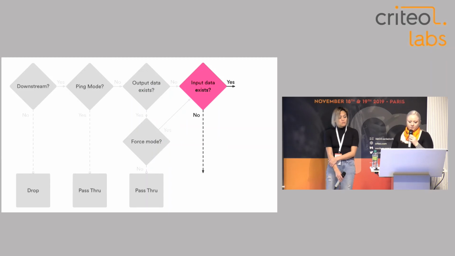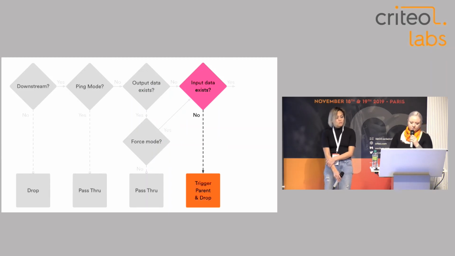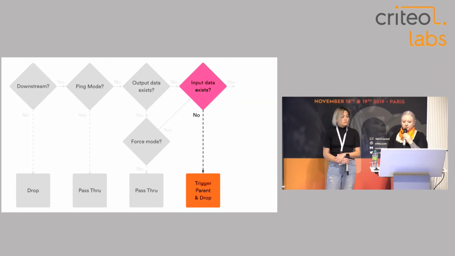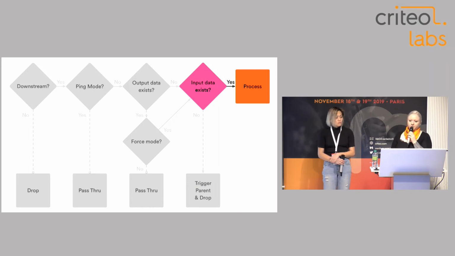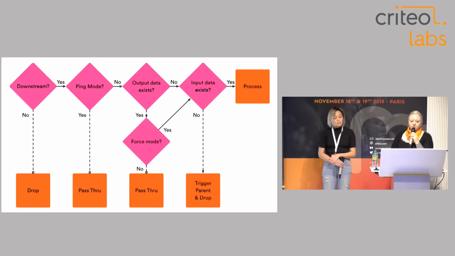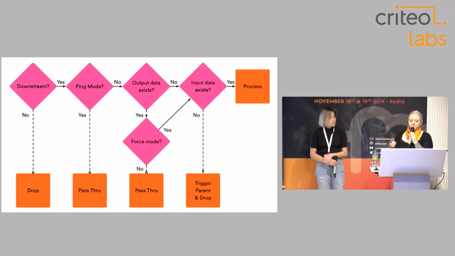If it is in force mode, or if the data doesn't actually exist, then Clio continues on to the next check. Does input data actually exist? If it doesn't, then Clio will add itself to the list of downstream jobs in the message metadata, and then it's published to the parent's input topic. Clio then drops the current message, since there's no need to hang on to it, as it will get a new message once the parent job is done and the input data exists. And then if the input data does exist, then we're good to go to process. Clio will invoke the user's transform to be applied to that unit of work.